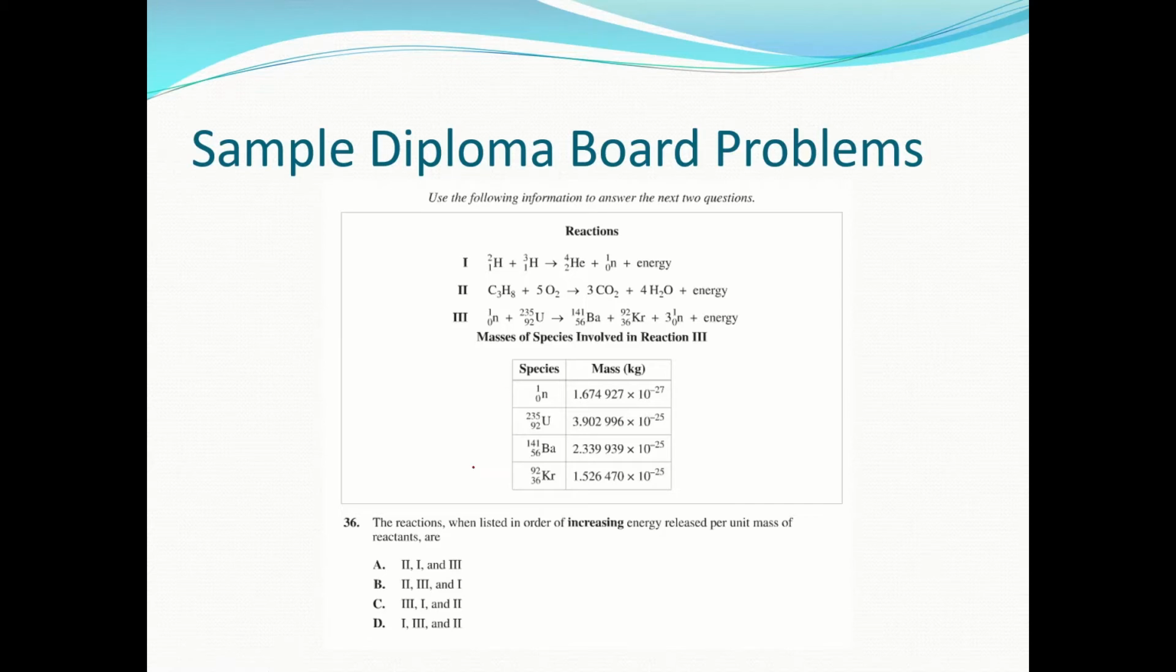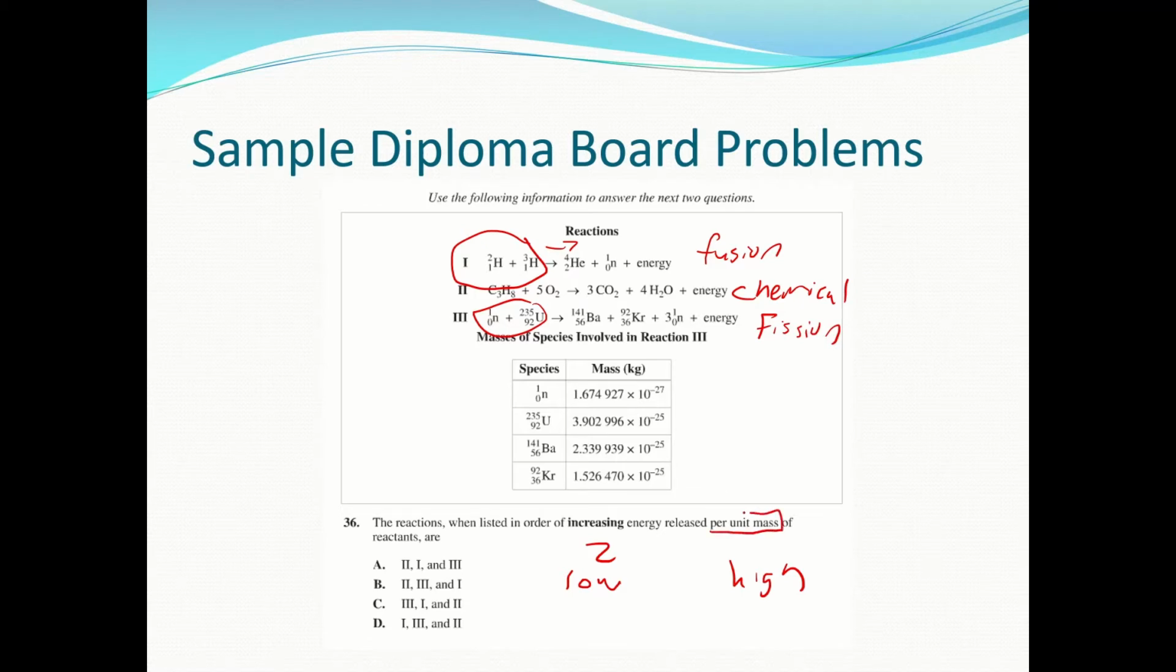With this one, the reactions listed in increasing order of energy, so that's from low to high, would be... So you have to be able to identify, this one's chemical. So that's going to be our lowest. That's just a combustion reaction, right? And then we have small getting bigger, so this is fusion. And this is big getting smaller, so this is fission. And it's released per unit mass, so per gram or per kilogram. So that means that fusion is going to be the biggest, and fission is going to be in between. So 231 is the correct answer.